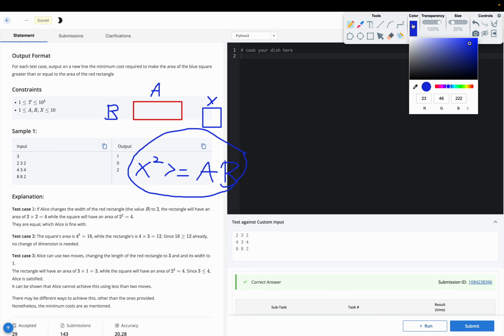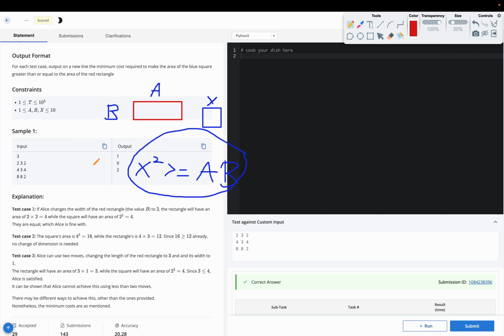Now to get this condition, what we will do, we will first check, let it be that this condition is true at the first point itself. Means here we take 4 3 4. So in case of 4 3 4, the rectangle has area 4 into 3, 12, and the square is 16. So 16 is greater than or equal to 12. We do not need any operations, so we return 0 in this case.